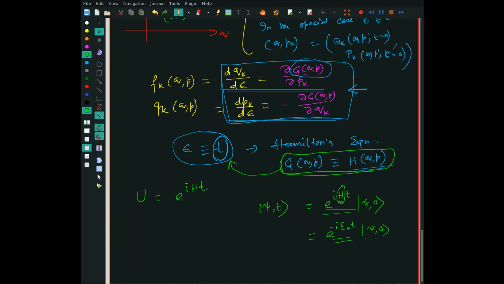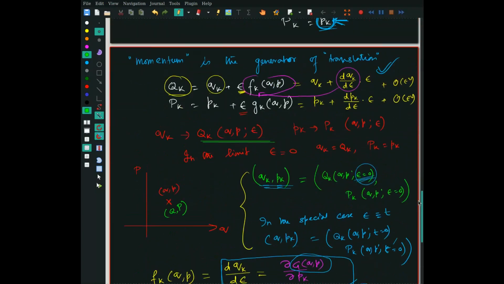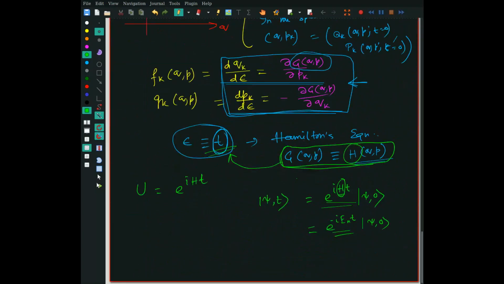So now I hope you have a better grasp of why we do that, or why it works actually. From a classical analog, this is where it comes from. This H is basically the generator of time evolution, and that's why. Perhaps you are noting a kind of consistent pattern in here.